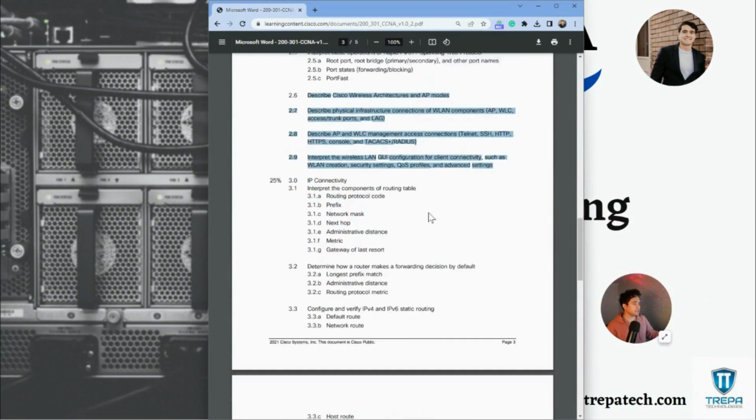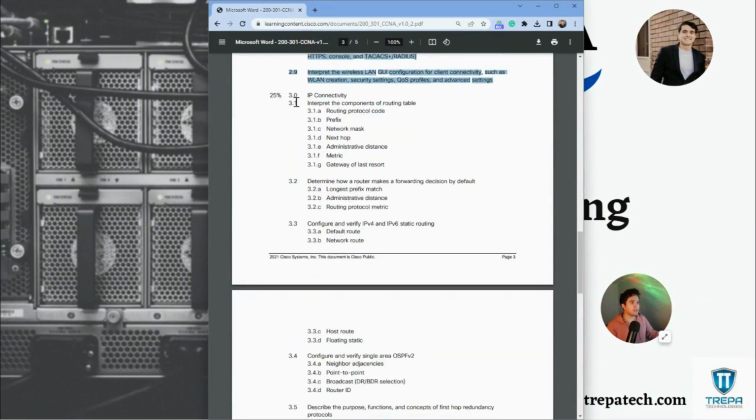So I have the CCNA exam objectives up here. And we see here in their section 3, or domain 3, whatever you want to call it, it's IP connectivity, which essentially is routing, right? As we can see here, it's actually a pretty concise section of what it wants you to know. The main subsections are: interpret the components of a routing table, and 3.2, determine how a router makes a forwarding decision by default. So this could really be summed up in probably a 10 to 20 minute video, right?